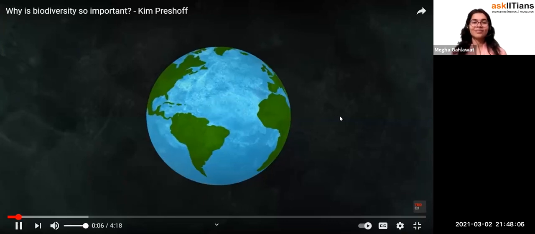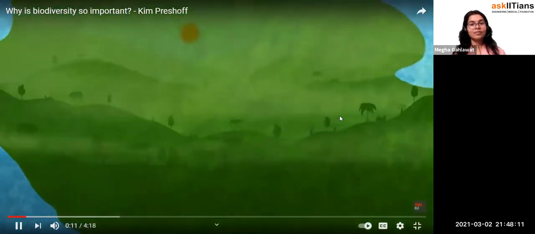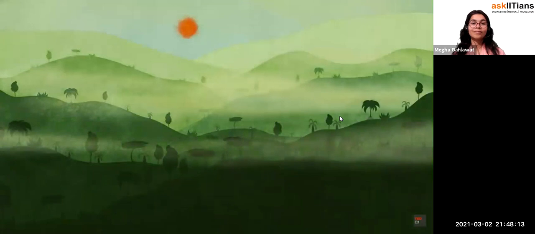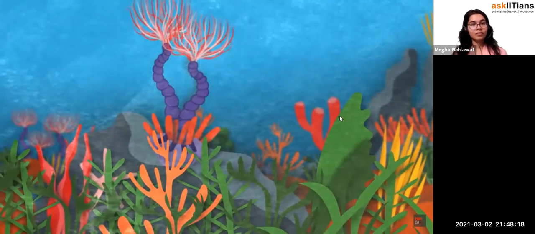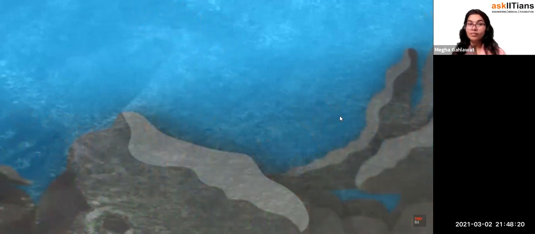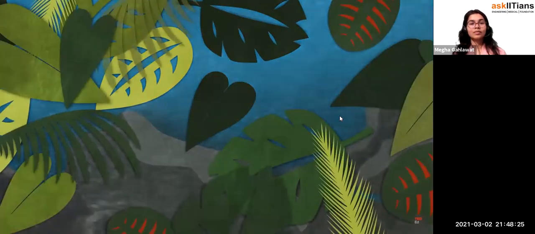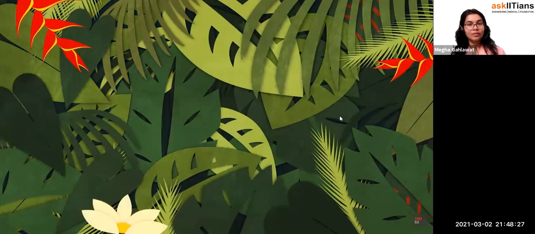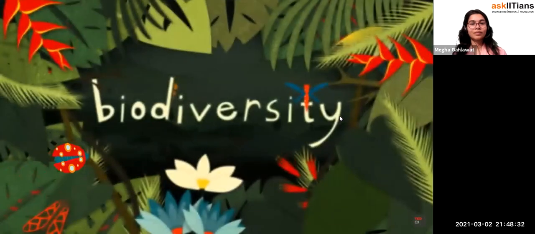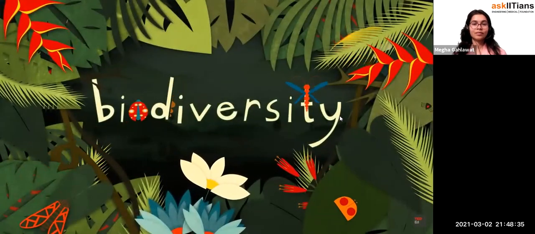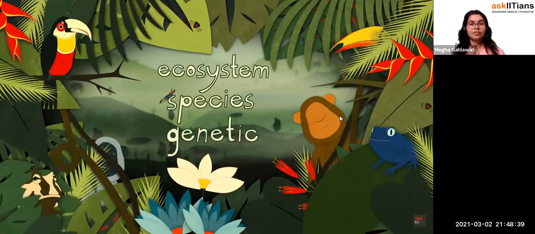Our planet's diverse, thriving ecosystems may seem like permanent fixtures, but they're actually vulnerable to collapse. Jungles can become deserts, and reefs can become lifeless rocks, even without cataclysmic events like volcanoes and asteroids. What makes one ecosystem strong and another weak in the face of change? The answer, to a large extent, is biodiversity. Biodiversity is built out of three intertwined features: ecosystem diversity, species diversity, and genetic diversity.